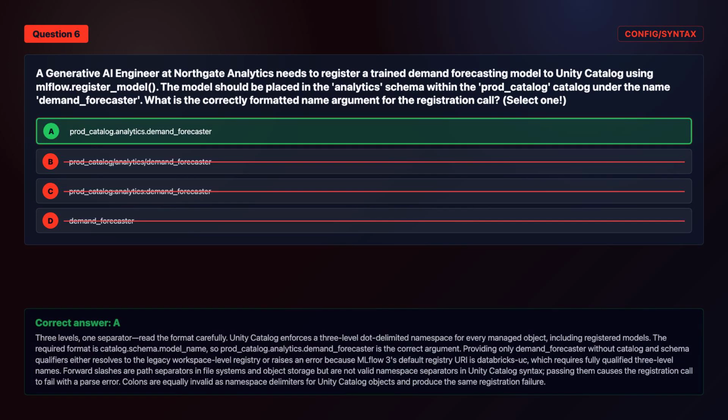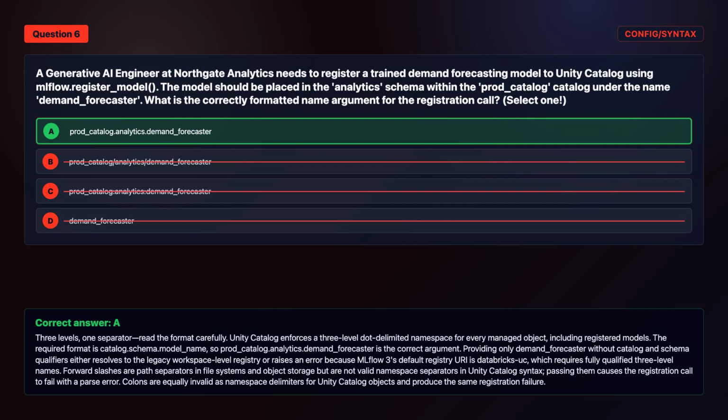The correct answer is option A. Three levels, one separator. Read the format carefully. Unity Catalog enforces a 3-level delimited namespace for every managed object, including registered models. The required format is catalog.schema.model_name, so prod_catalog.analytics.demand_forecaster is the correct argument.